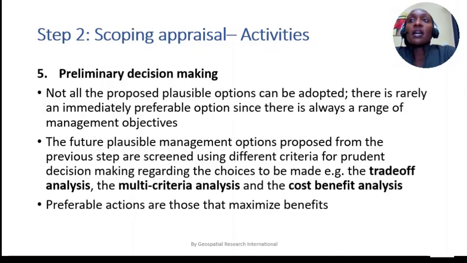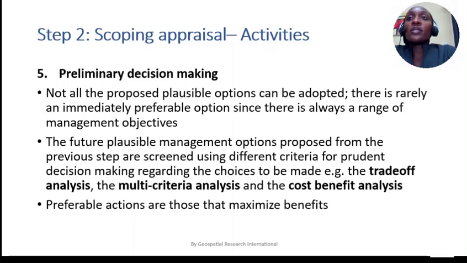So at this stage, the future plausible management options proposed from the previous step are screened further, and different criteria can be applied for prudent decision making regarding the choices to be made. There is a wide range of prioritization criteria, and we have approaches like the trade-off analysis, the multi-criteria analysis, and the cost-benefit analysis, which are just a few flexible methods of analysis that can evaluate and rank the range of management options suggested by the stakeholders. We've provided a tutorial that has further information about these methods and how they can be implemented.